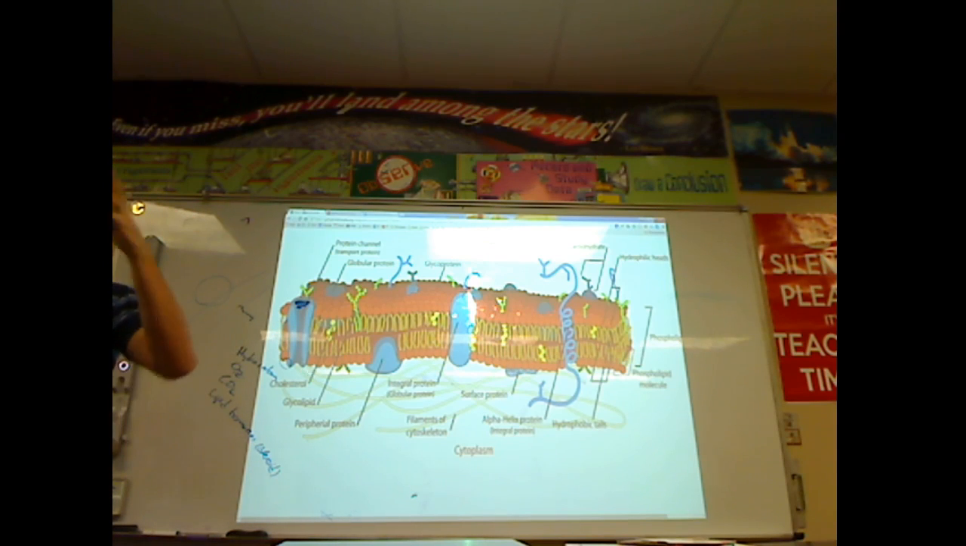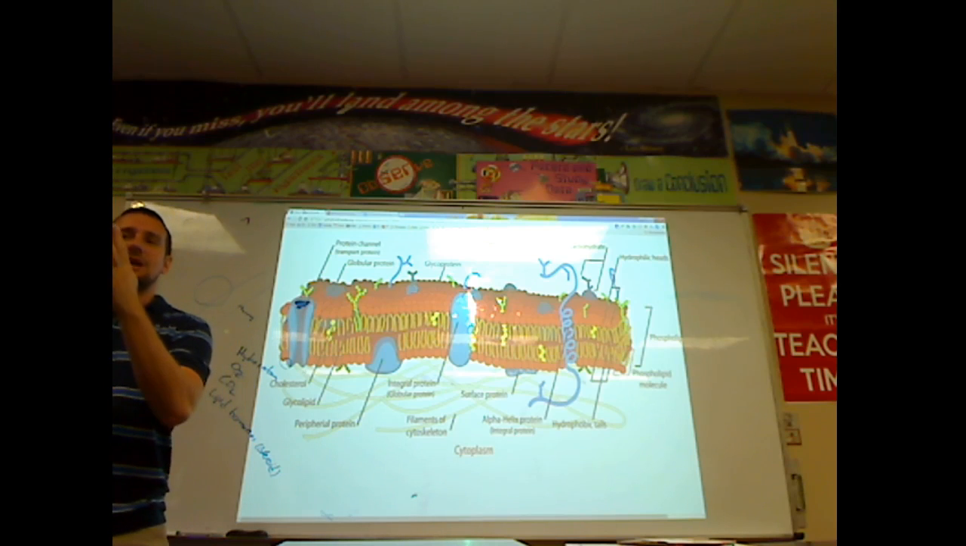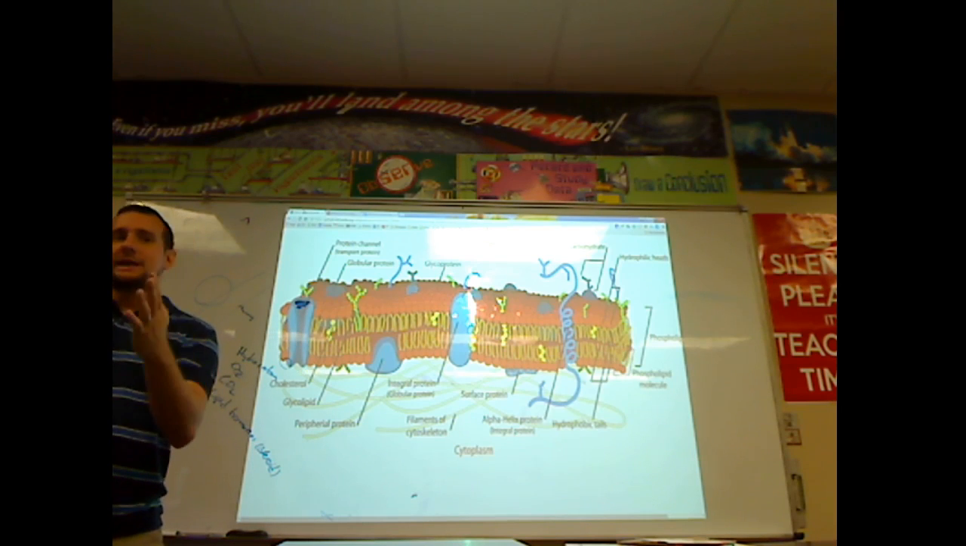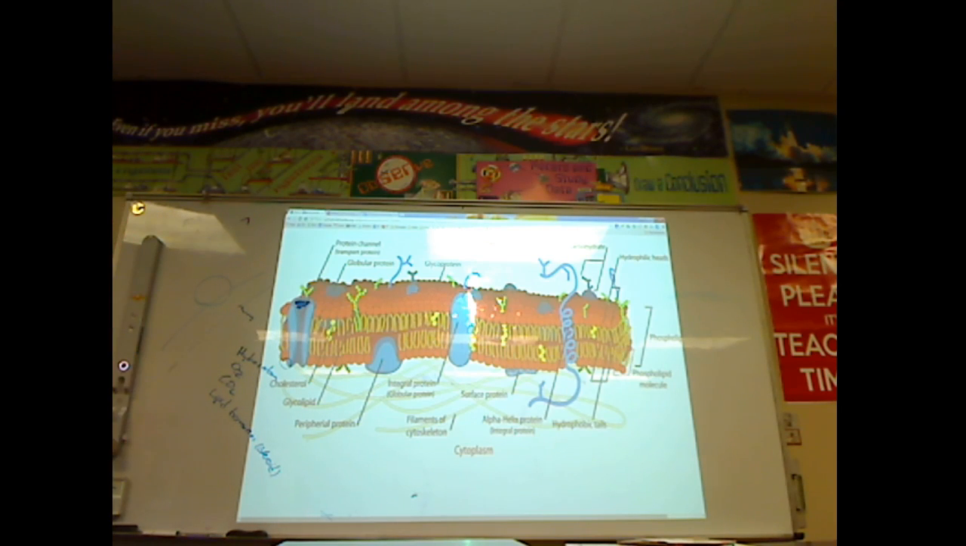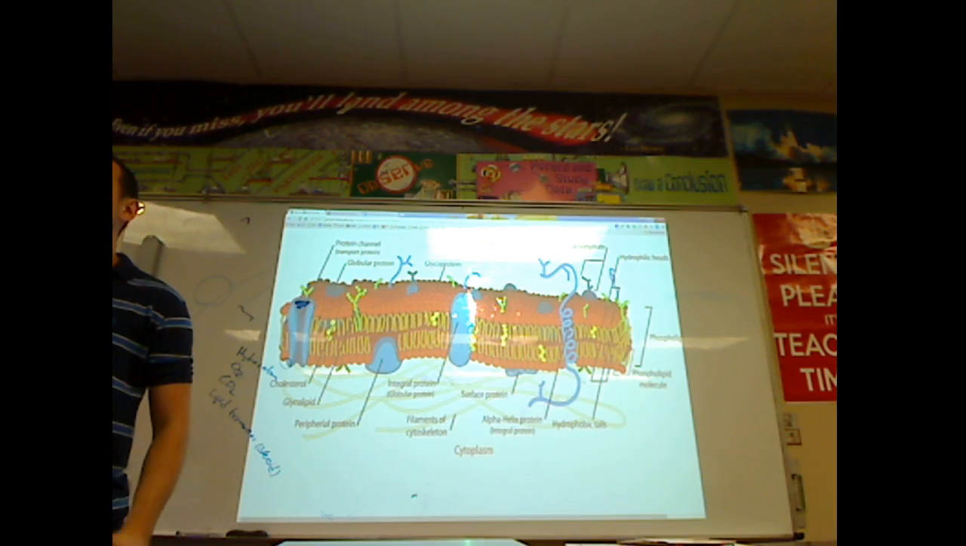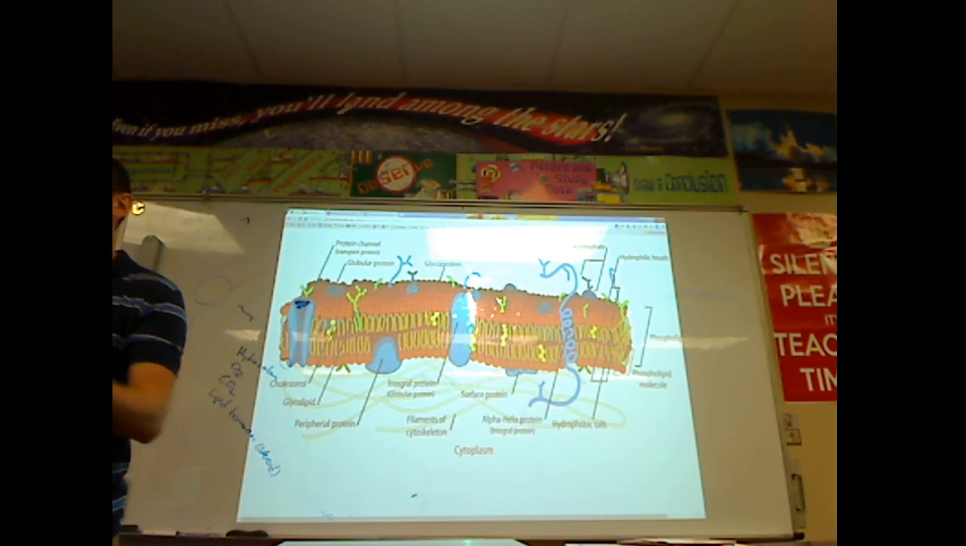Now the salt is not going the way it wants to go anymore. Because remember, this is facilitated diffusion, when you have a channel or a gate or a carrier protein, like aquaporin, that allows the thing to go through the direction it wants to go through.